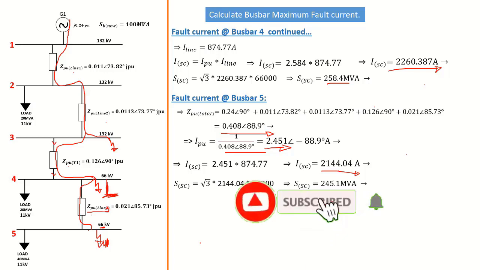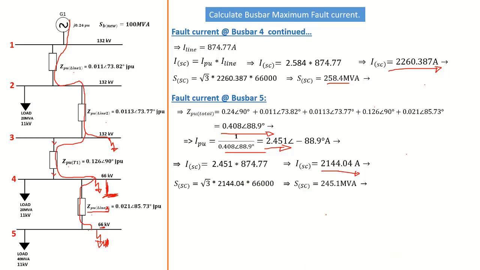Moving on, we may also calculate the short circuit MVA. That is going to give us a value of 245.1 megavolt amperes. So this is in short how you calculate the short circuit current of a particular network for every busbar involved in a particular substation or on multiple substations.